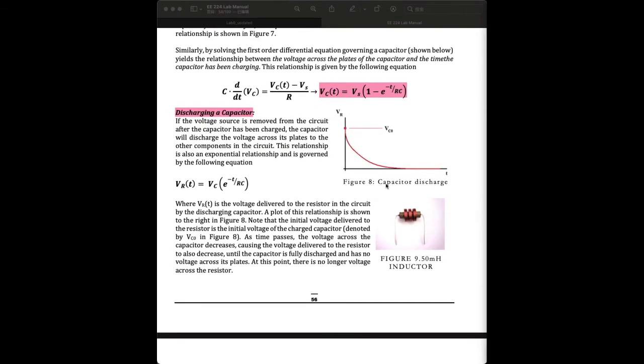Once the capacitor is charged, if we remove the power source from the circuit at this point, the capacitor will start to discharge the voltage it has stored to resist this change. And the relationship is also an exponential relationship and is governed by this equation. Shown in the figure here, as time goes by, the capacitor constantly discharges energy, so the voltage across it drops until zero.